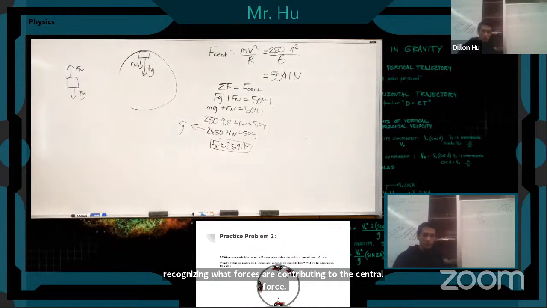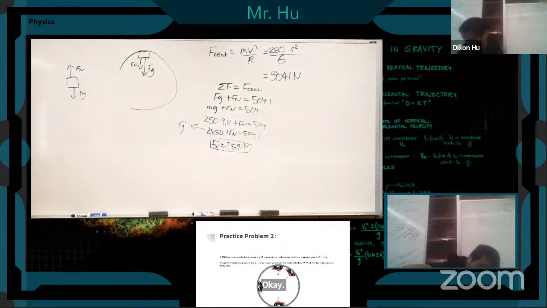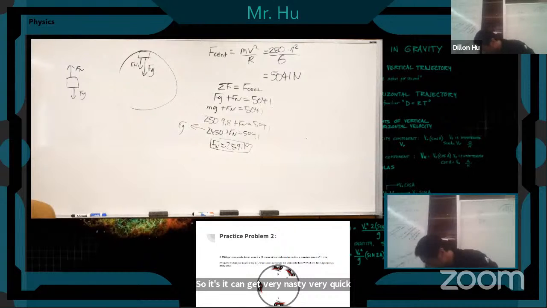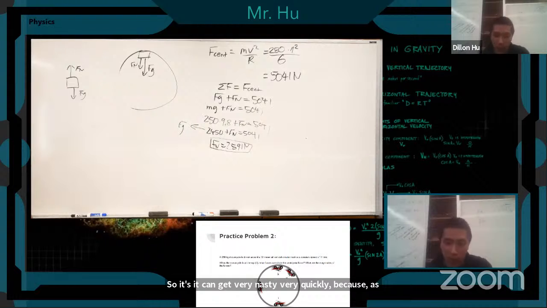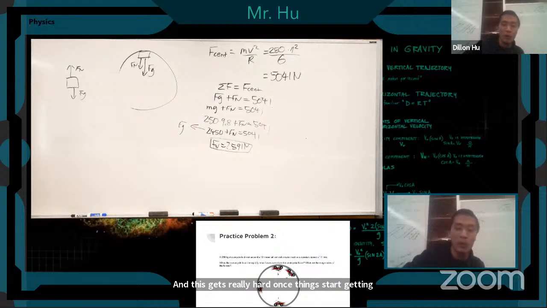Okay. So centripetal force can get very nasty very quickly because, as you can tell, the hardest part is identifying which forces are pushing it into the middle, and this gets really hard once things start getting harder. But we won't get there yet. But it can get really hard very quickly.